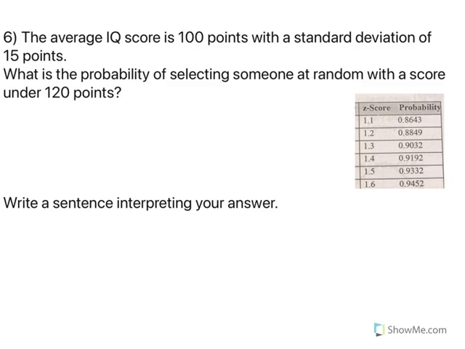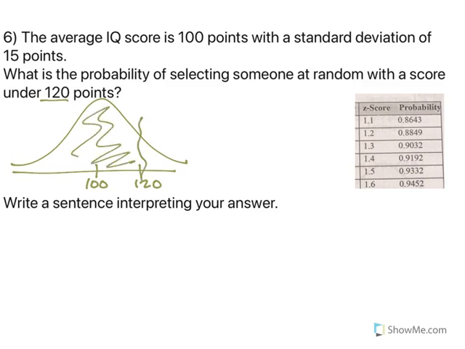Okay, one more here, number 6. The average IQ score is 100 points with a standard deviation of 15. What is the probability of selecting someone at random with a score under 120? Okay, so let's think about this graphically. The average is 100. We are looking at 120. So that's to the right of the mean. So this is our piece. And we want under 120, so we're looking at all of this.